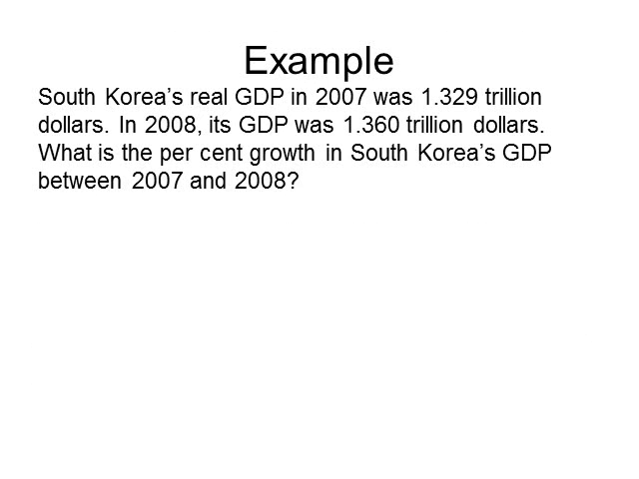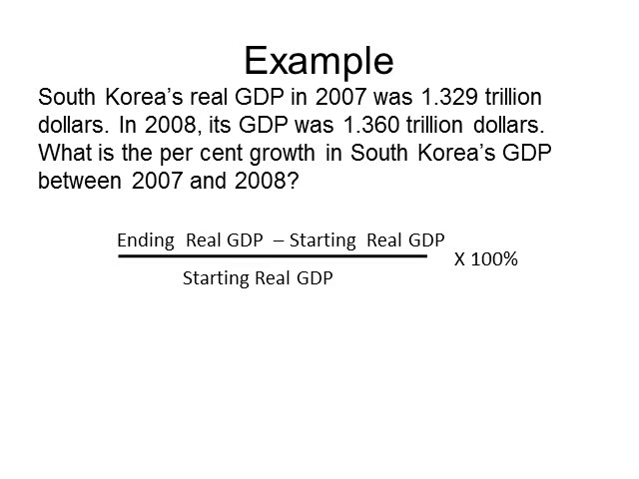Let's look at an example of calculating the percent growth in GDP. South Korea's real GDP in 2007 was $1.329 trillion. In 2008, its GDP was $1.360 trillion. What is the percent growth in South Korea's GDP from 2007 to 2008? The first step is to write down the formula, ending real GDP minus starting GDP divided by starting GDP times 100%.